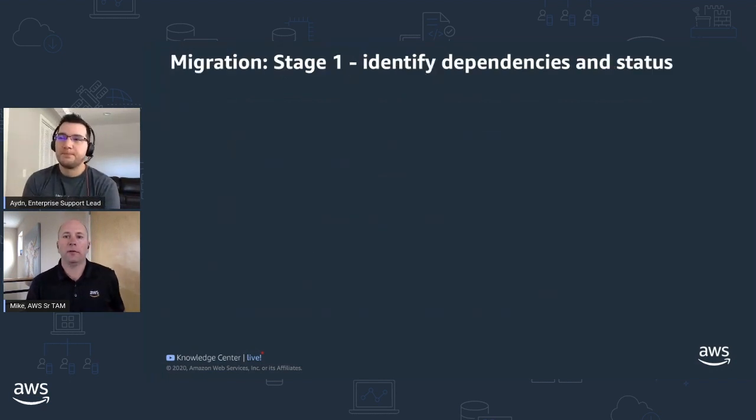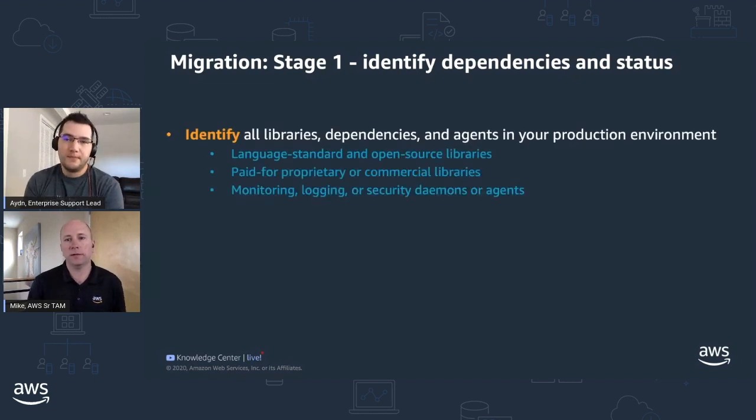Yeah, the first step to migrate to Graviton2 is to identify all the software dependencies in your production environment. This includes standard and open source libraries, any proprietary binaries or libraries, and any monitoring, logging, or security daemons or agents used in production. Once you've inventoried your software environment, which is an important thing to do regardless of whether you're making a migration or not, check for ARM support of each one of your different dependencies.